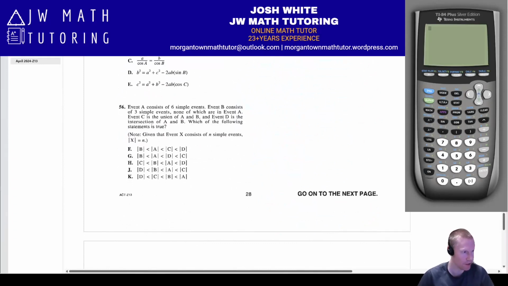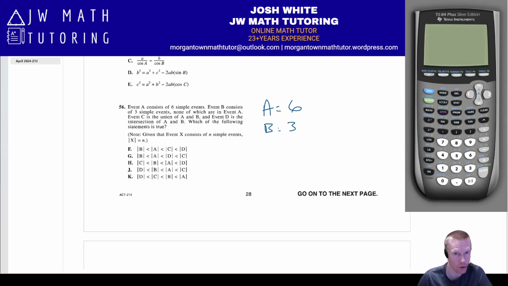Next, let's take a look at problem number 56 at the bottom of the page here. So we know that event A has 6 items in it, and event B consists of 3 items, and there's no overlap between them. So event C, which is the union of A and B, means everything in A or B. In other words, you would add together the 6 and the 3 to make 9 total events in event capital C. And then D is the intersection of A and B. Since there's nothing in common, the intersection is just going to be 0.